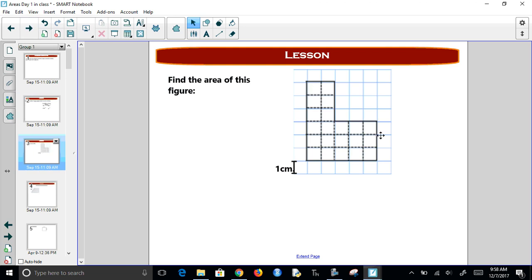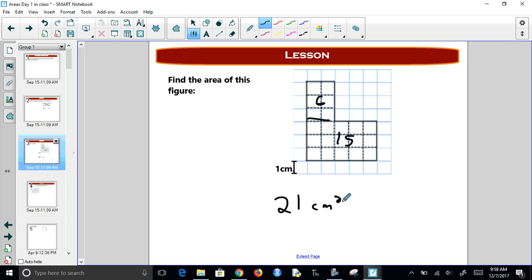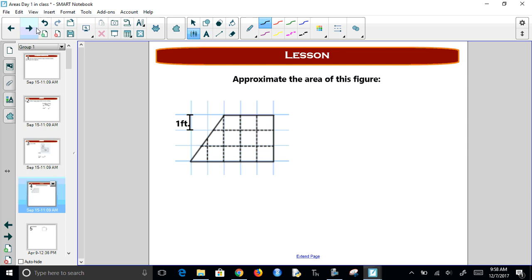So if I want to find how many squares are in this, I could just count how many squares are here, and that's going to be the total area. It looks like I have 6 up there, and 3 by 5, that's 15. So I have 21 square centimeters, because each of these is 1 by 1. This just builds the idea of what a square centimeter is. It's a square that's 1 centimeter by 1 centimeter.